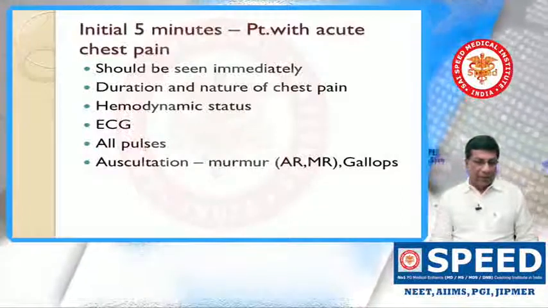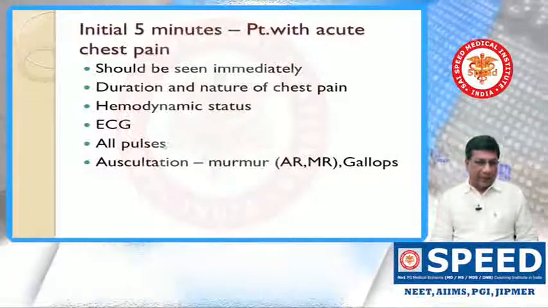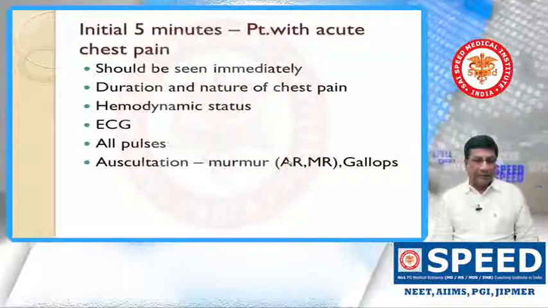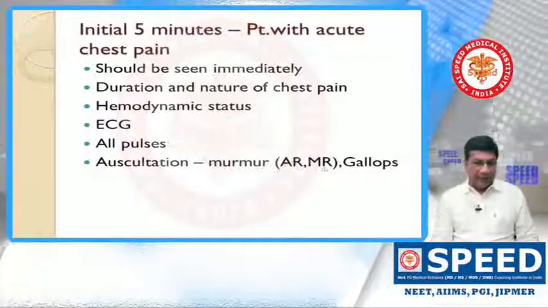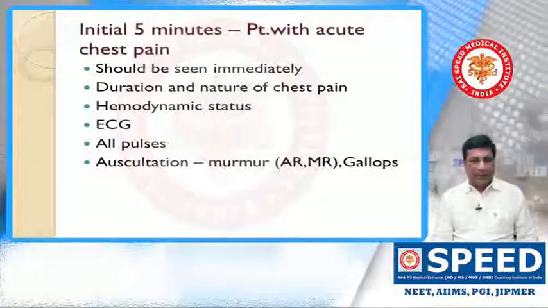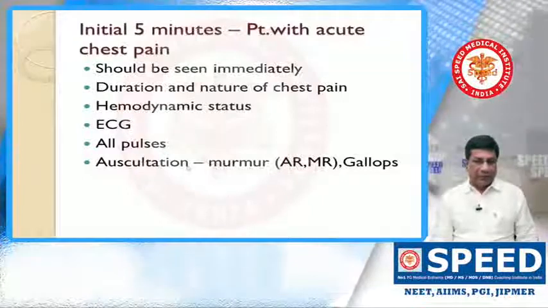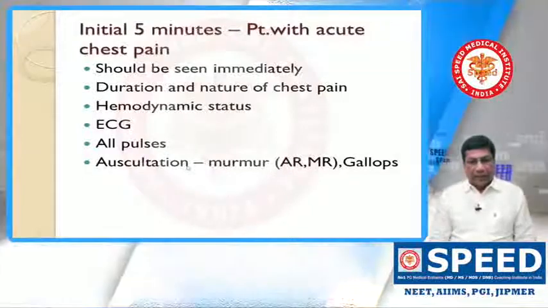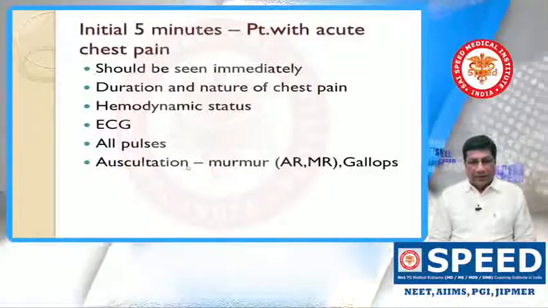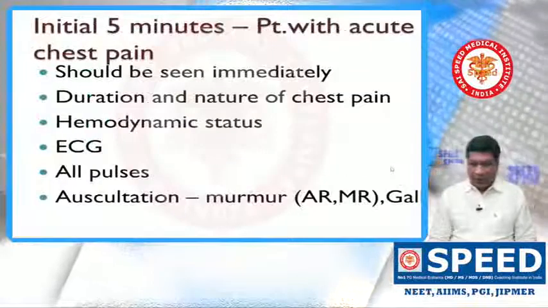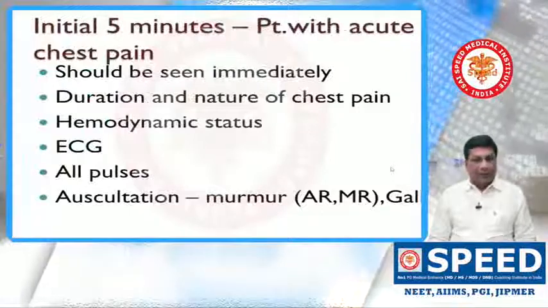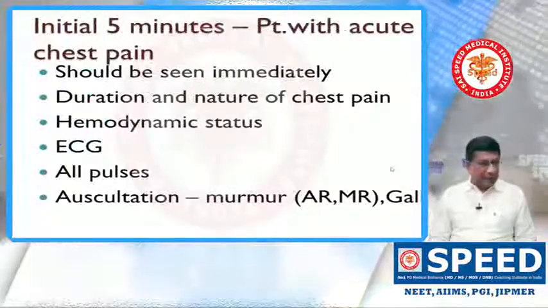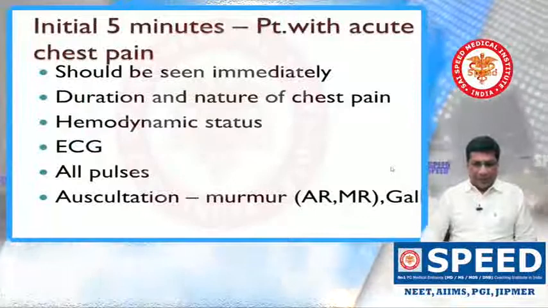I want you to do two important clinical examinations. Check all pulses and auscultate, especially for murmurs of aortic regurgitation and mitral regurgitation. This is what you are supposed to do in the first 5 minutes. Many times the patient with chest pain will come and sit in the queue with a token and be seen after 1 or 2 hours. That should not happen.